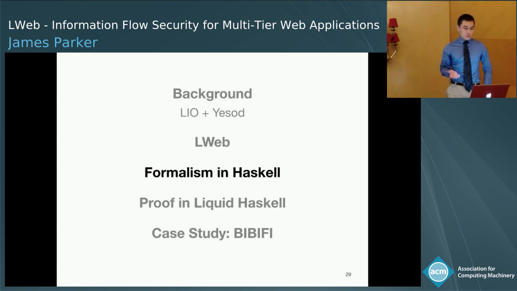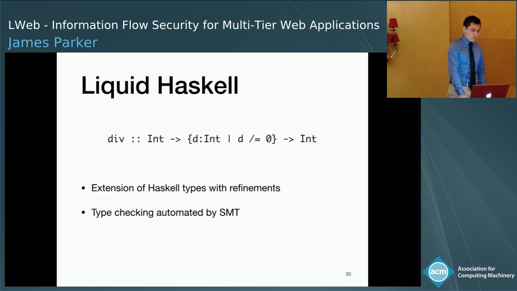So we have a formalism in Haskell, and this formalism uses Liquid Haskell. Liquid Haskell is an extension of Haskell types with refinement types. So you can see an example of division, and we extend the type for the denominator to be not equal to 0. And type checking is automated by an SMT solver behind the scenes.